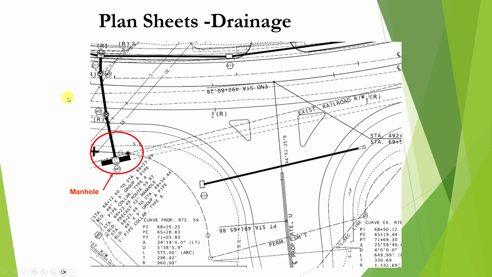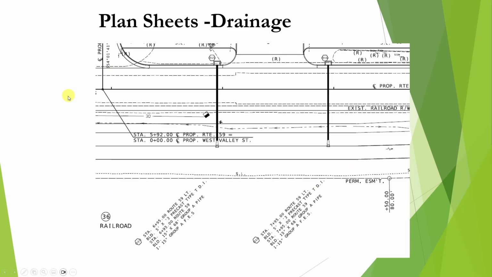You'll see a manhole called out with an M. Usually it's MH, sometimes they use M. And then you'll see flared end sections, which is FES is what they'll have out there. So you'll see those. More drainage information.